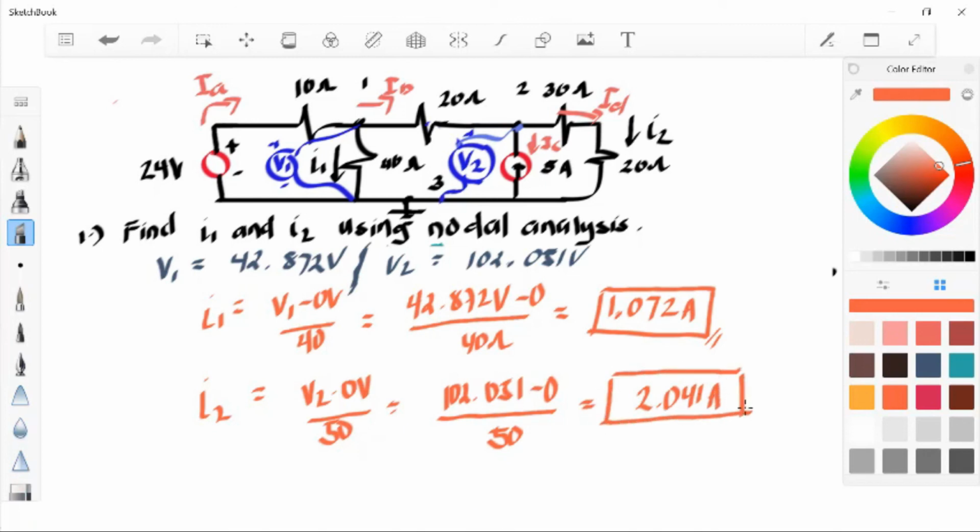That is the final answer, and I hope you enjoyed and you learned how to do the nodal analysis method. It's quite useful when solving this kind of circuits wherein you have multiple current and voltage sources. Okay, so that's all.